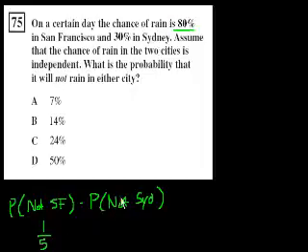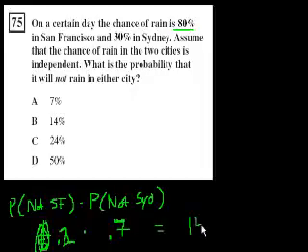What's the probability of not having rain in Sydney? It's 30% chance of rain. I probably should have stayed in decimal world. So it's 0.2 in San Francisco of not having rain, and the probability in Sydney of not having rain is 1 minus 0.3, or 0.7, which is 70% chance of not having rain. And that is equal to 2 times 7 is 14. We have two numbers behind the decimal point. So there's a 14% chance that it will not rain in either city. And that is choice B.